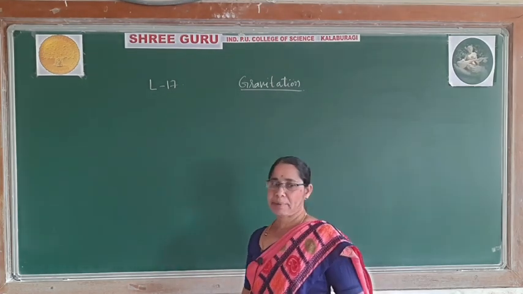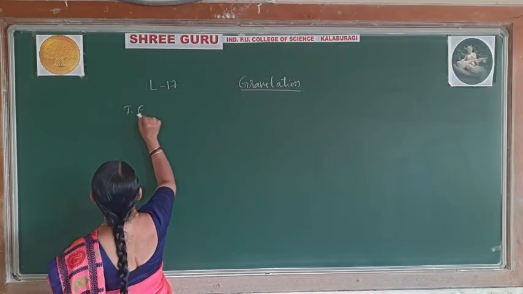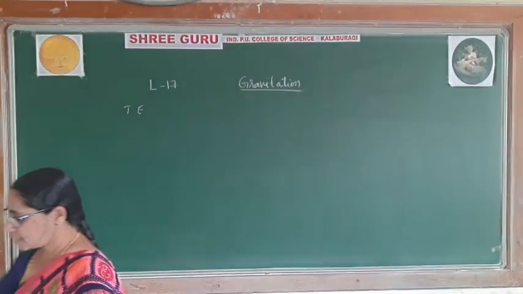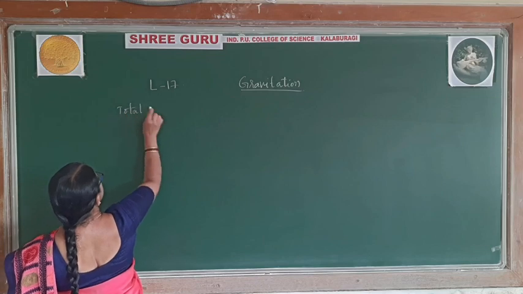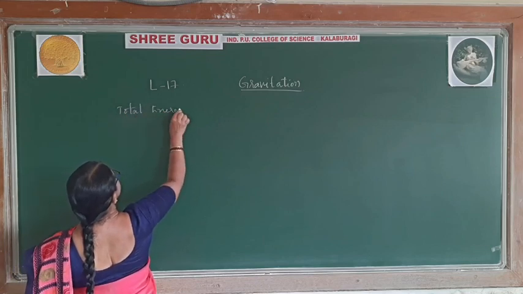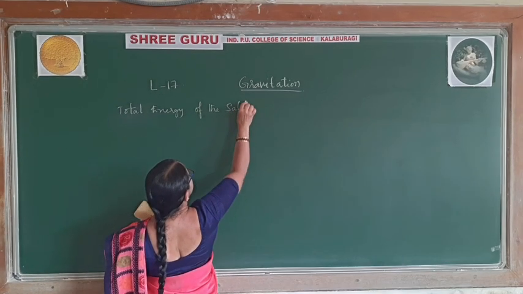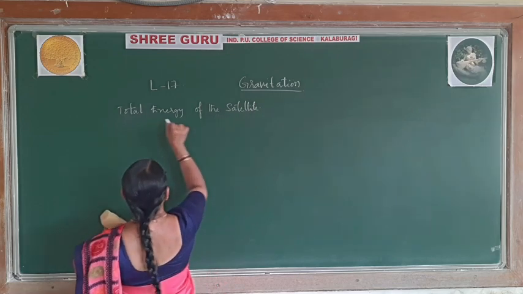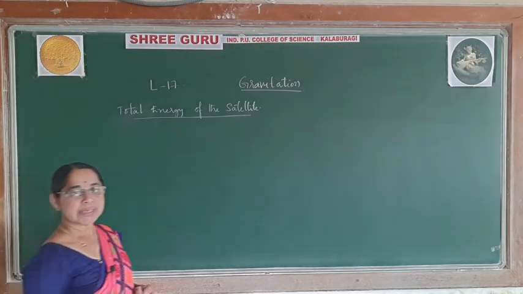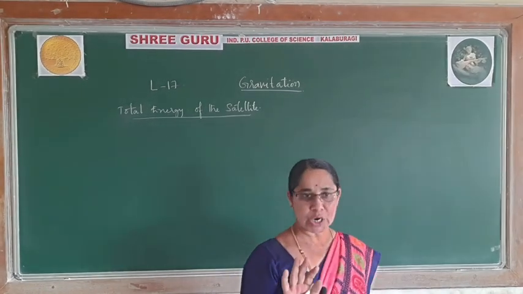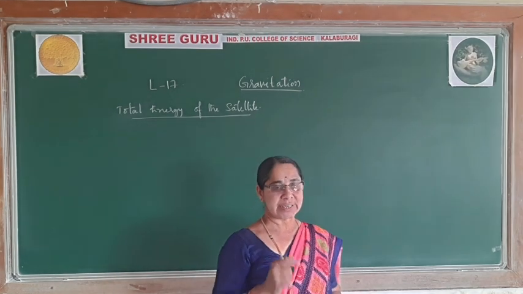Okay. So please remember, the total energy of the satellite. Regarding total energy, you already know the sum of kinetic energy and potential energy is called total energy, right? For this I just write only the formulas. So using that we can draw the graph.